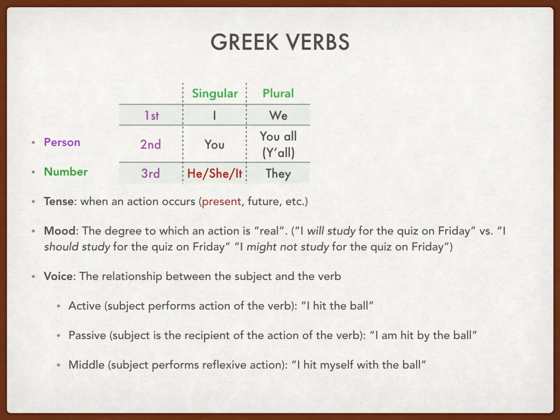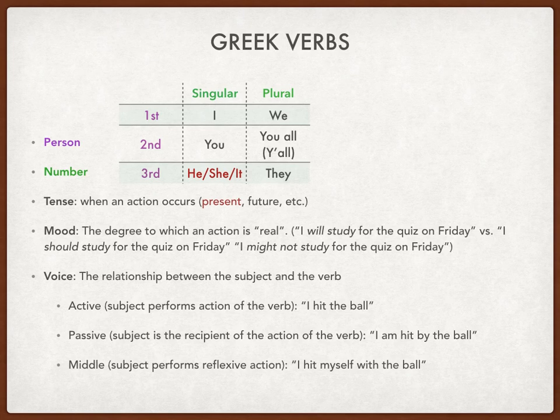So when we look at Greek verbs in particular, there are always 5 pieces of information that I need to know. And if I know all 5 pieces of information, I can translate any Greek verb that I see in front of me. So those 5 pieces that you can see on the screen in front of you are person, number, tense, mood, and voice.